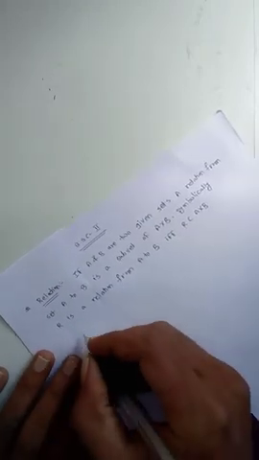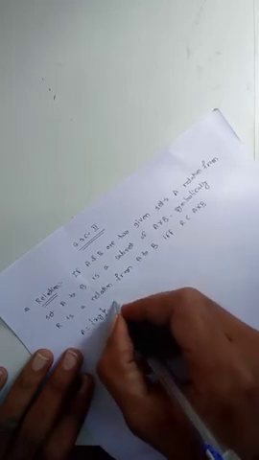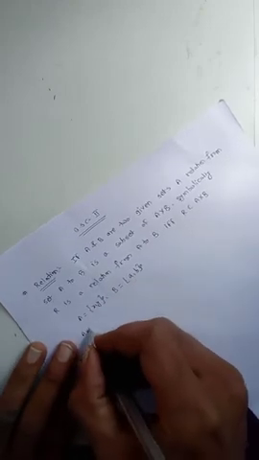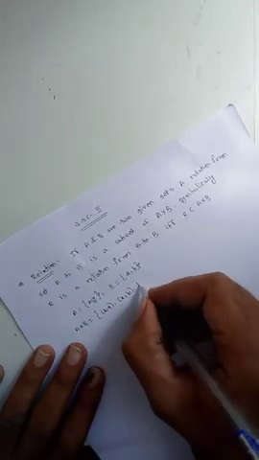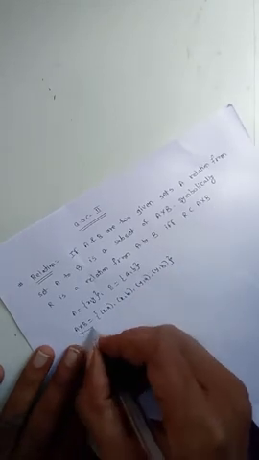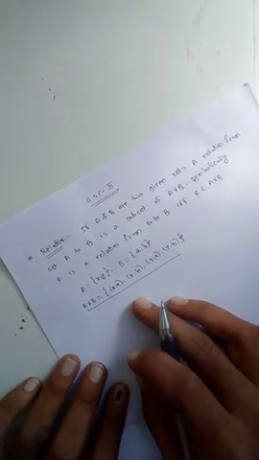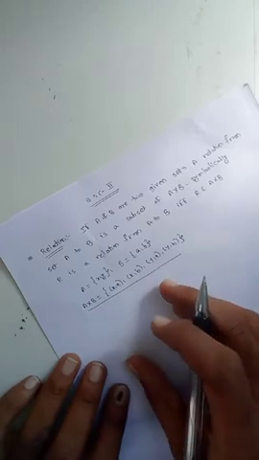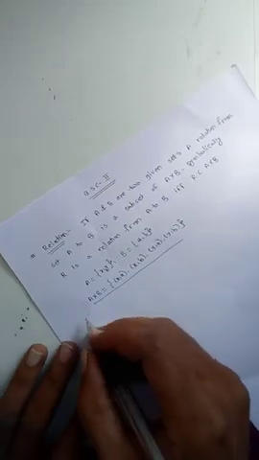Now, for example, let A is equal to {x, y} and B is equal to {a, b}. Then what is A cross B? A cross B is {xa, xb, ya, yb}. Then any subset of this is a relation on a set A and B.